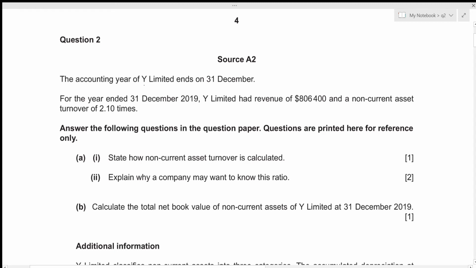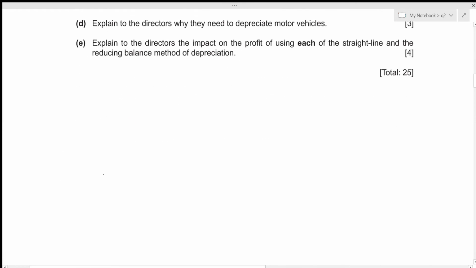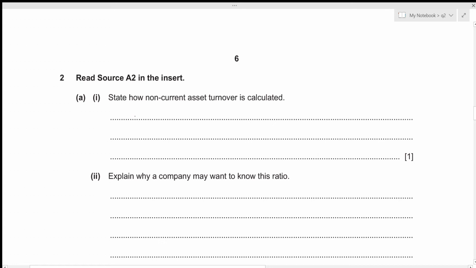The accounting year of Y Limited ends on 31st December, and for the year ended 31st December 2019, Y Limited had the revenue of 806,400 and a non-current asset turnover of 2.10 times. Now, for the very first part of this question, we need to state how non-current asset turnover is calculated. So the formula for non-current asset turnover is sales revenue divided by the total net book value, right? Let's write it down. So that's sales revenue divided by the non-current assets. And the value recorded will be at the net book value.